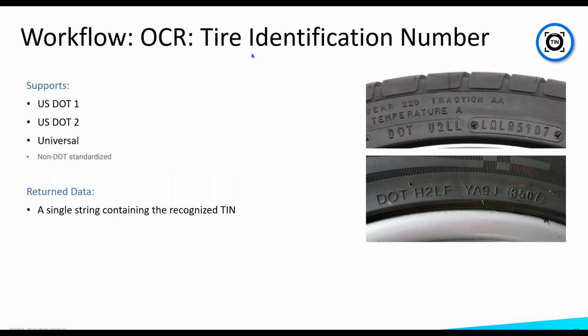So tire identification: we are supporting 3 types: US DOT, US.2, and universal. A single string containing the recognized TIN will be returned to you. And all these features will return the data as text as well as an image from the captured tire in this case.